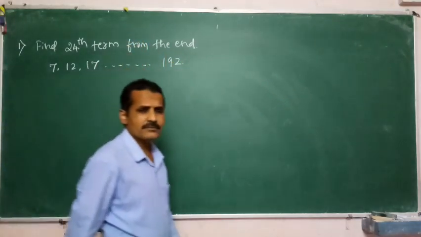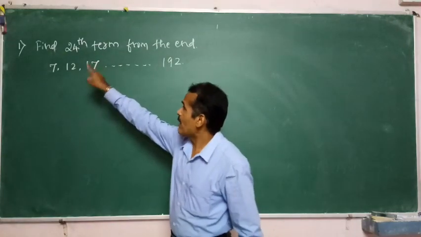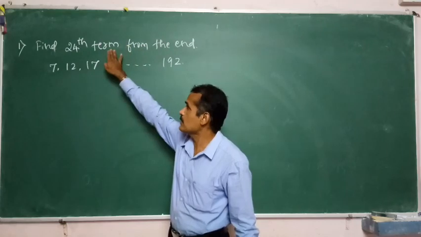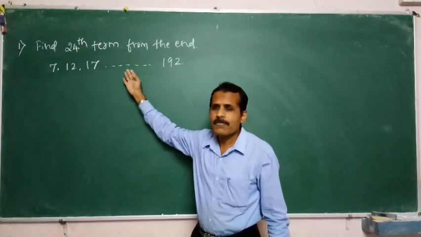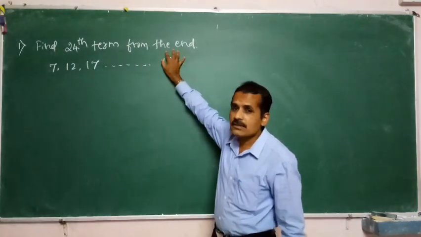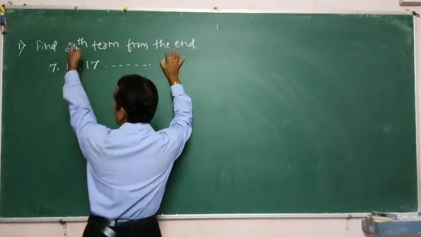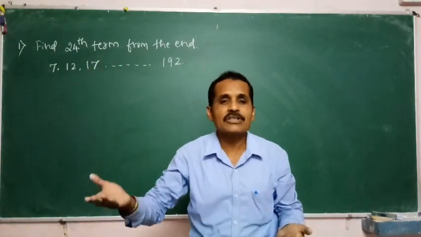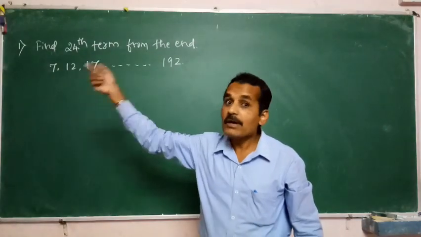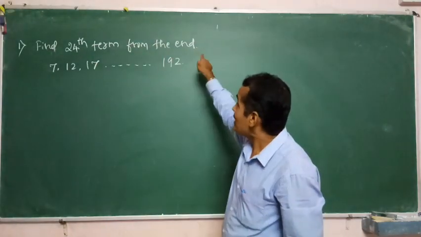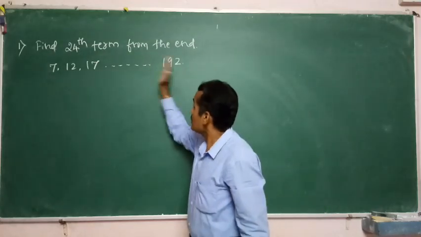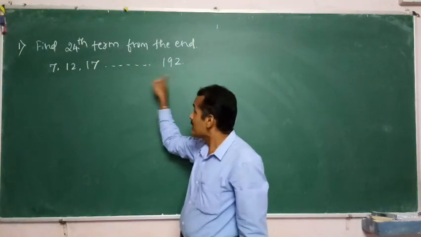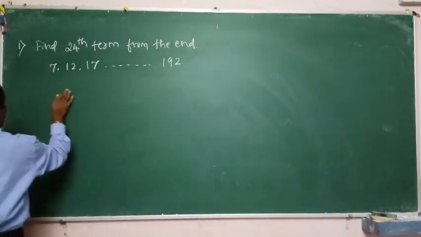An AP is given. If the question only asked to find the 24th term, the problem would be simple for you. Then there would be no need of giving the last term. A is given, D is given. Find the 24th term, that is A24 is equal to A plus 23D, and you will solve the problem. But the question is, from the end. You will find the 24th term from here, not from here.